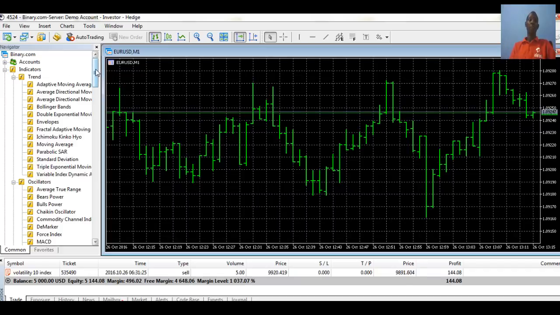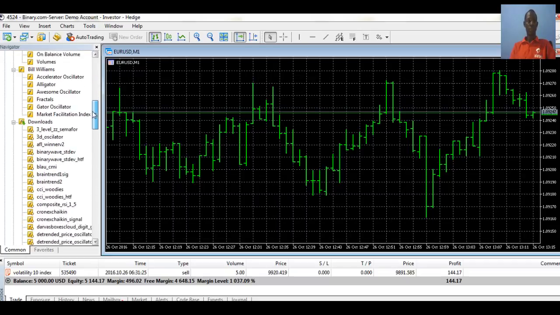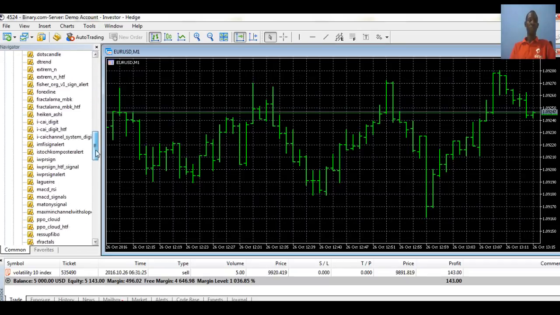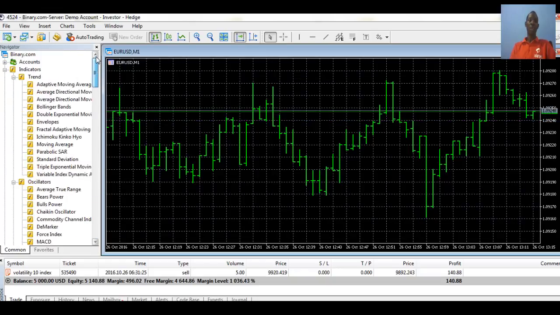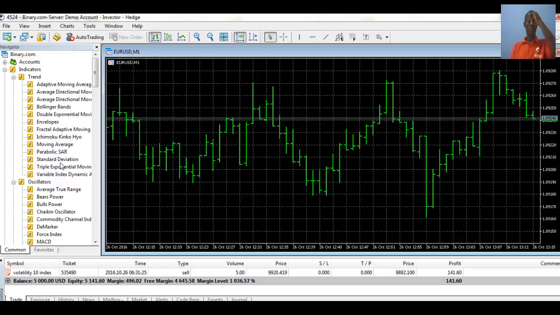Here, I've downloaded some indicators. You can see all of the indicators here, the expert advisors and all that, on the MT5 platform. That's what I'm going to use to set this up for some of us that don't know how to do this.